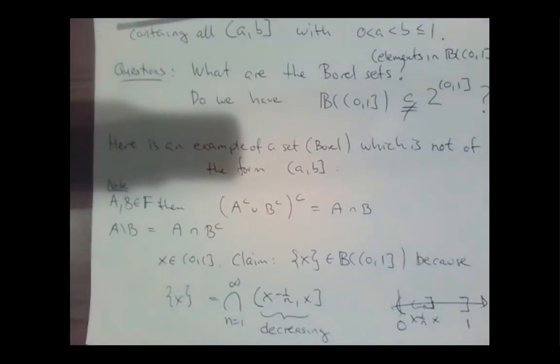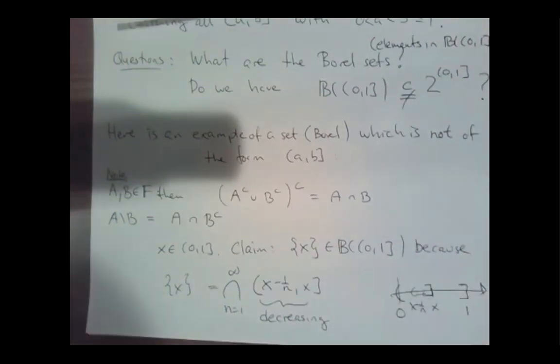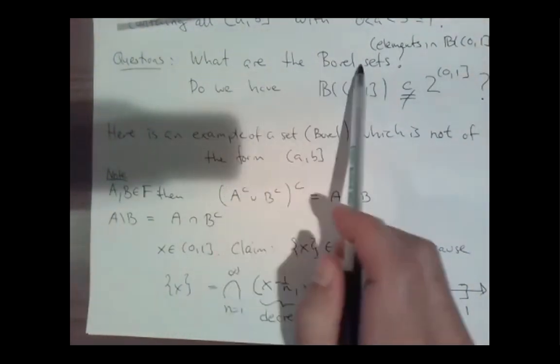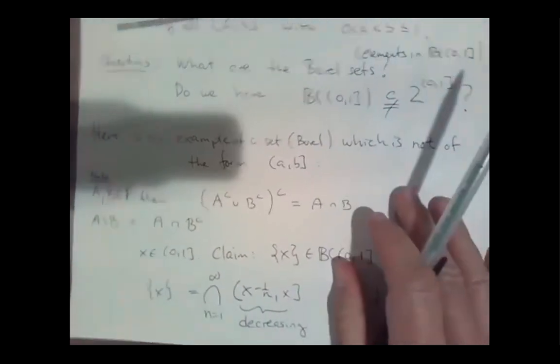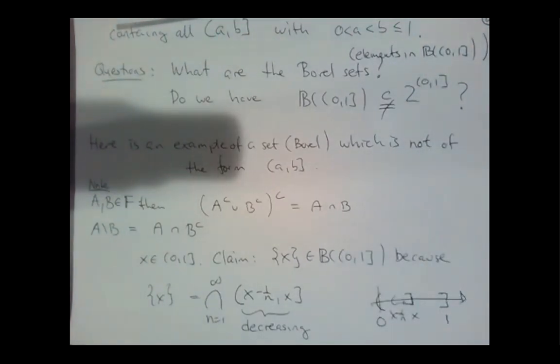So you used the property of a sigma algebra to generate a set that wasn't of that form, is what we just did. That's right. Okay. So what I'm asking here is, what are those sets? What are these elements inside this sigma algebra? Is there a nice way of describing all these sets?